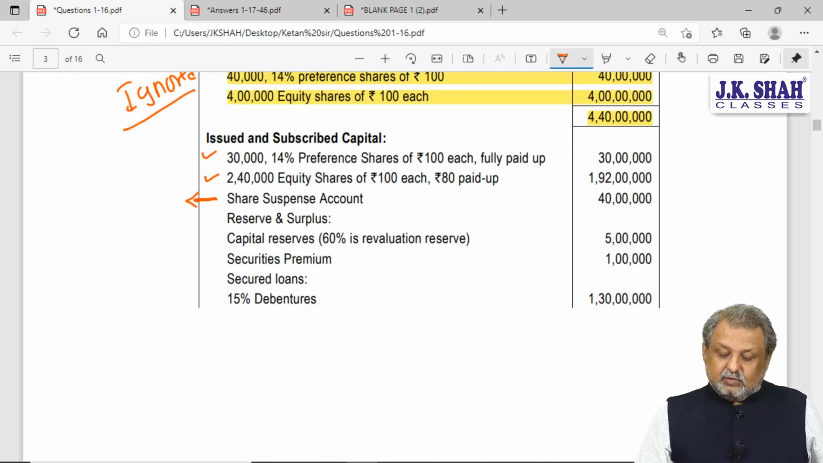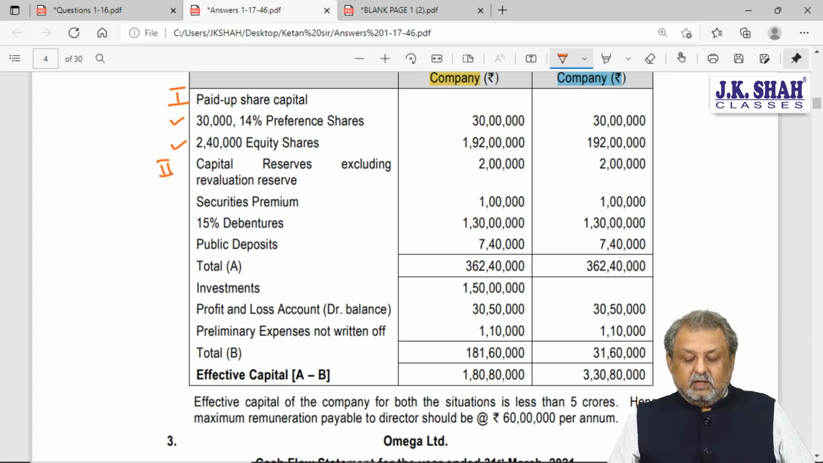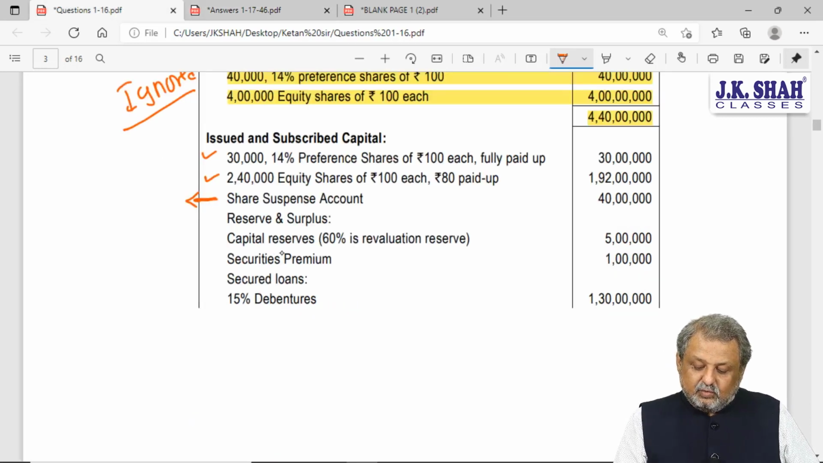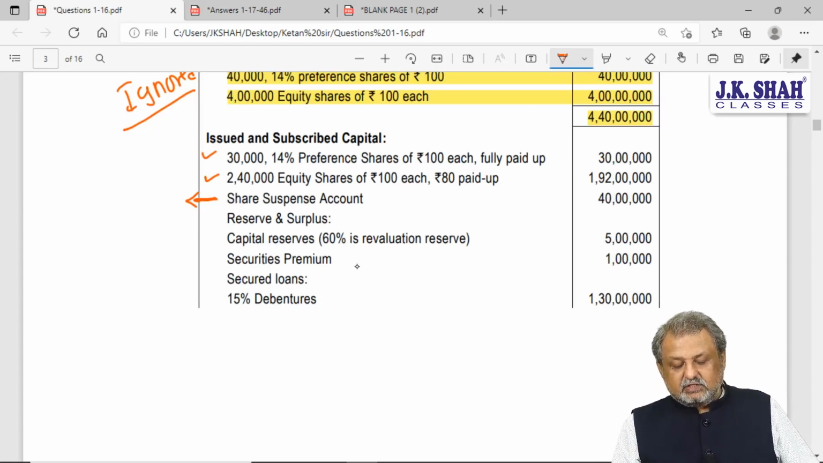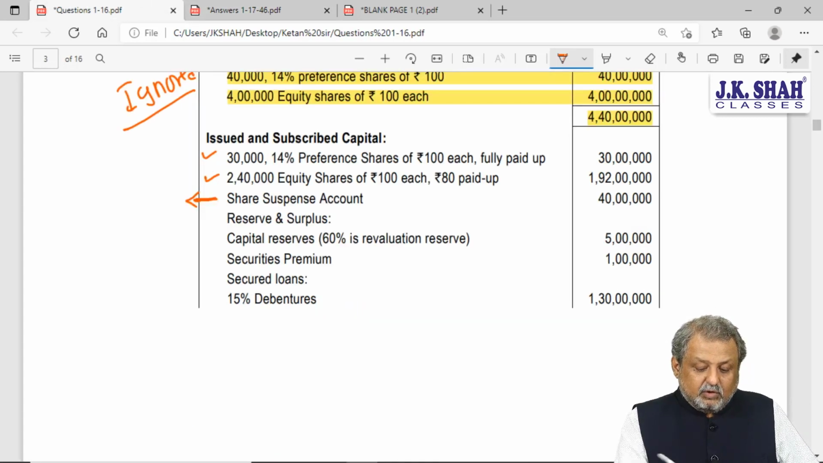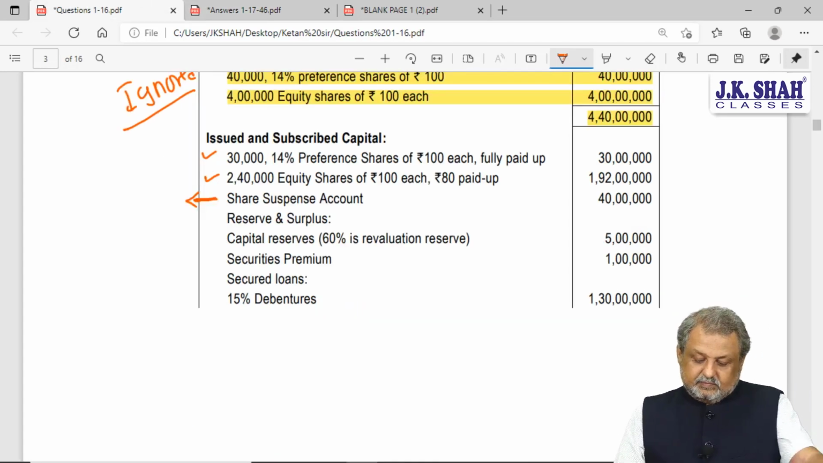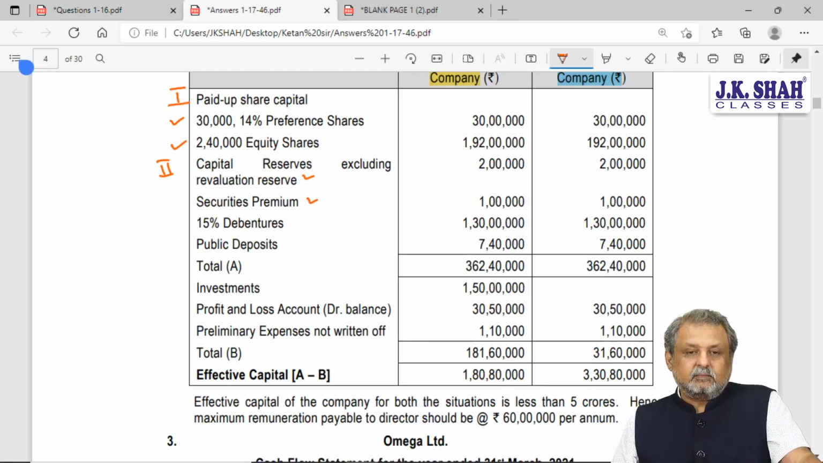Then reserves and surplus. So reserves and surplus is the second point. Actually you can give the heading as reserves and surplus. In that, capital reserve but revaluation reserve is not to be taken. So out of 5 lakhs, 60% is not to be taken, 40% you can take. So capital reserve excluding revaluation reserve, 40% of 5 lakhs, that will be 2 lakhs, that will be taken. Because revaluation reserve is not real profit. Securities premium will be taken.